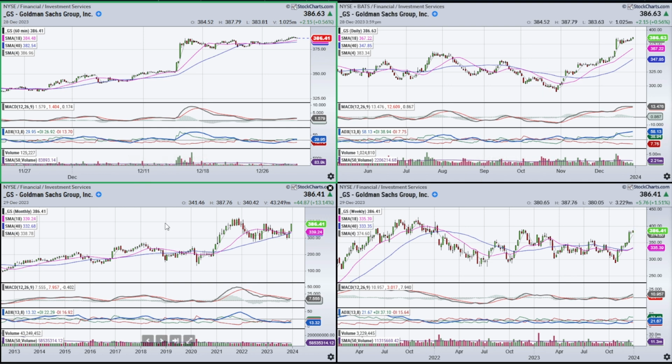All right. Hopefully this helps, gives you some ideas of how to use all these different signals, these different MACD and ADX indications to your favor.